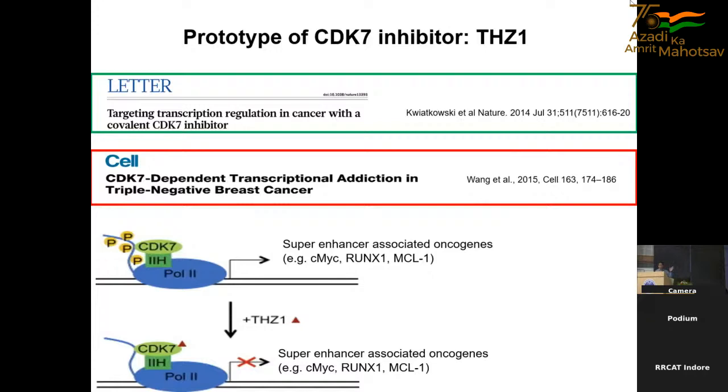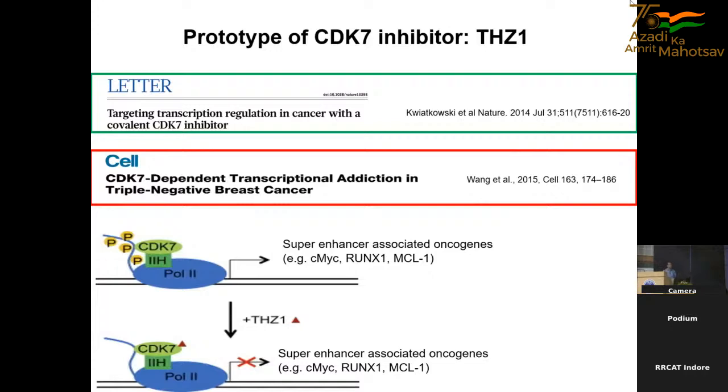The oncogenes normally have a sort of transcriptional addiction. If you see here, what CDK7 does is reduce the phosphorylation of the RNA pol 2 carboxy terminal domain, thereby reducing the levels of MYC, RUNX1, MCL1 sort of genes. So many things have appeared after that, but this compound was a non-clinical compound.